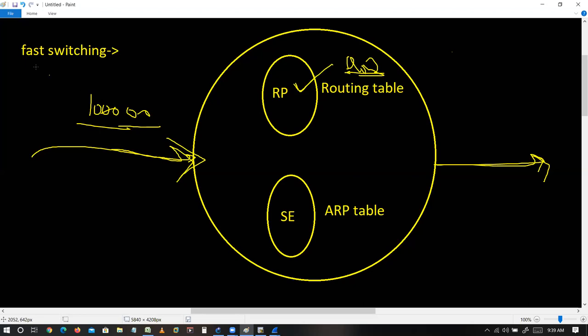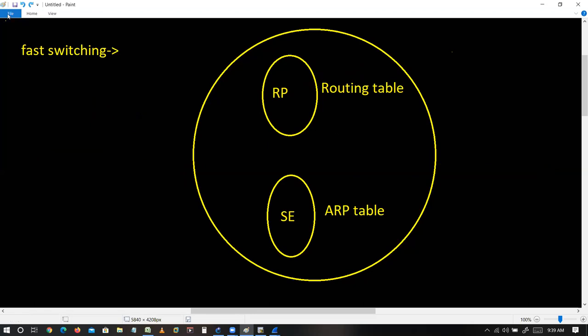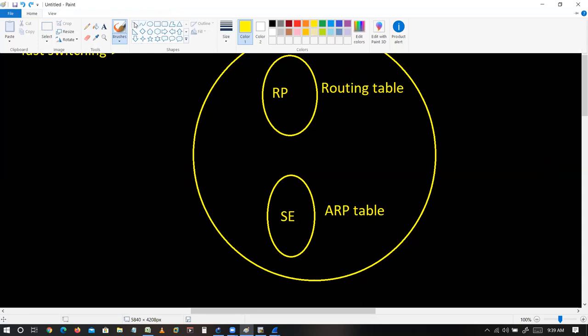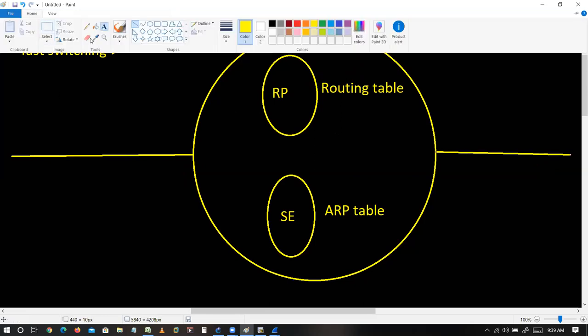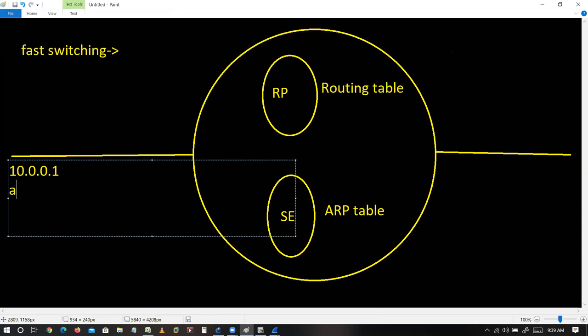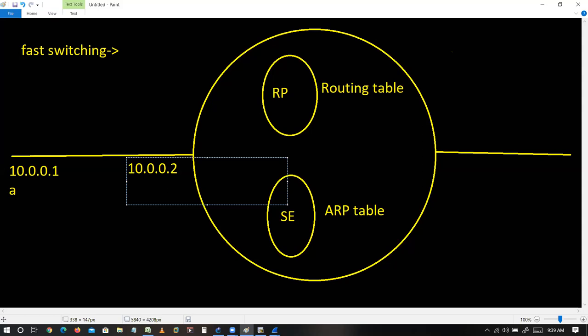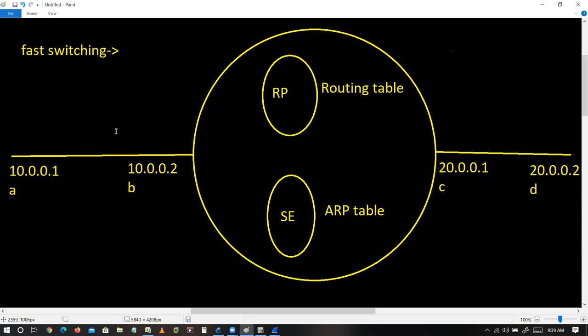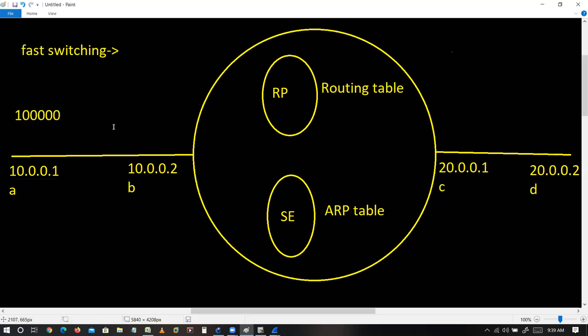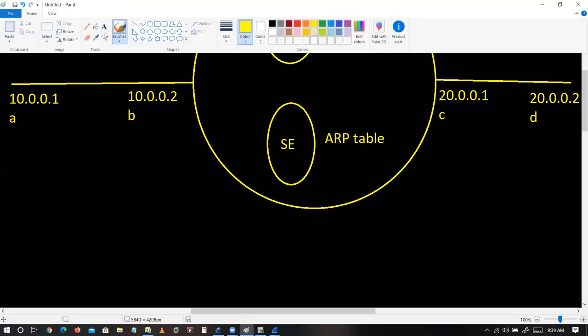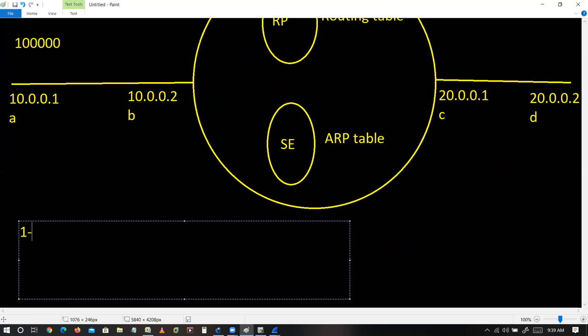Yes. Okay. Now let's talk about the fast switching. What will happen in the fast switching? Same diagram I will be using here. Let's just transition with MAC address A, 10.0.0.2 with MAC address B, 20.0.0.1 with MAC address C, 20.0.0.2 with MAC address B. Okay. Now, the same thing. Let's suppose we are sending 1 lakh packets. So the switch engine, the router, is receiving the first packet. In the first condition, I'm talking about the first packet.